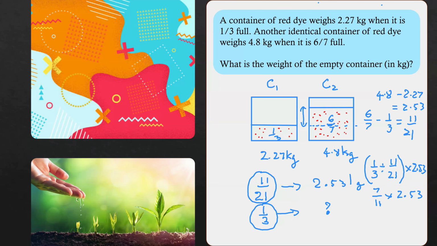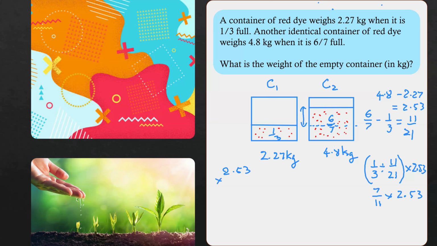Okay, I need to free up some space so I can do the calculation. Okay, so 2.53 times 7. I have to do that. 7 times 3 is 21. I keep 2. 7 times 5 plus 2, 37. I keep 3. 7 times 2 is 14, with 3 is 17. So 17.71.